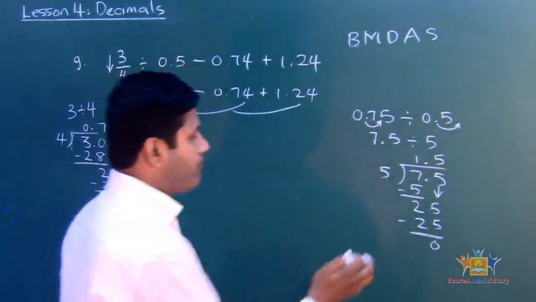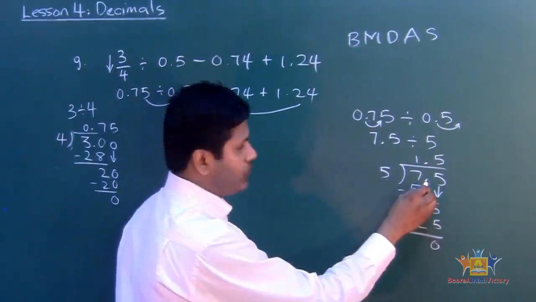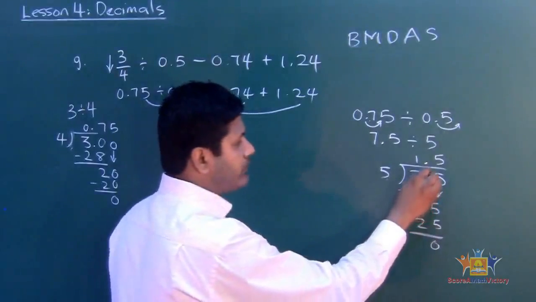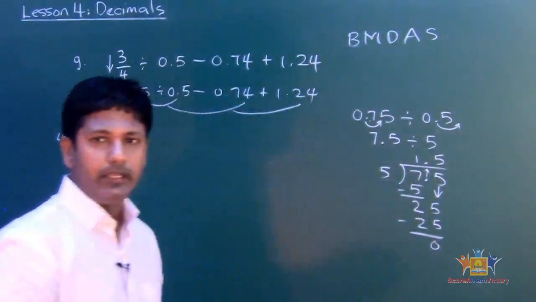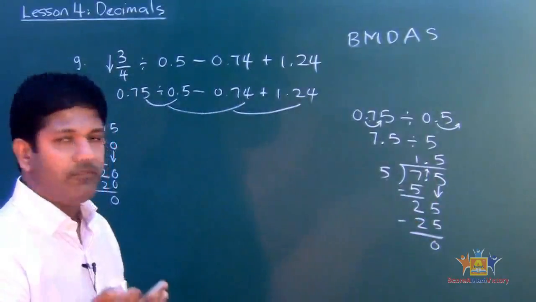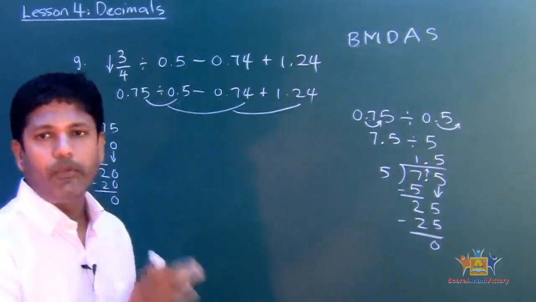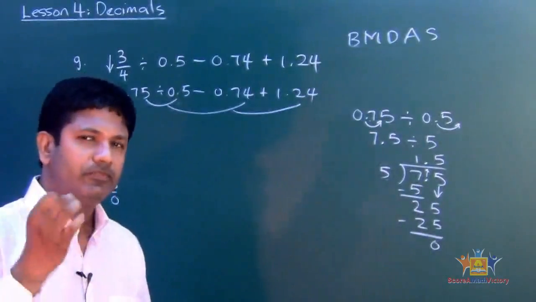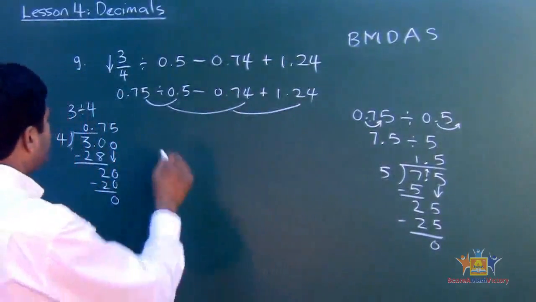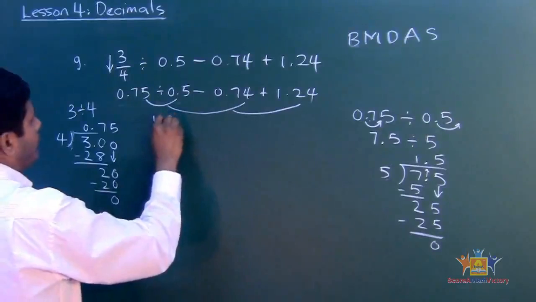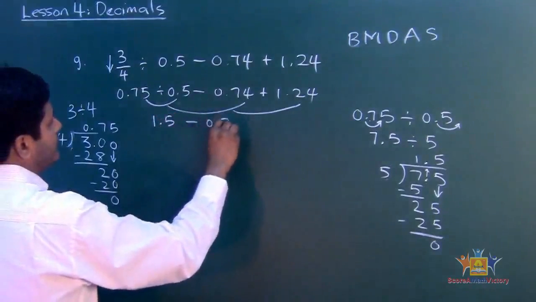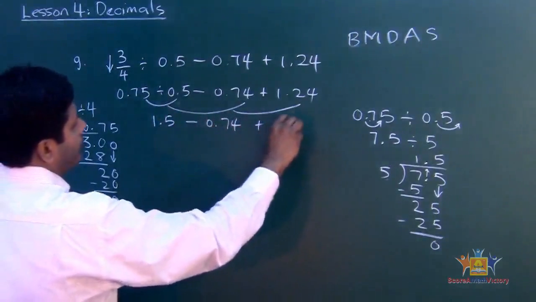Very important. Pay attention to this decimal right there. Don't miss it out. This decimal always has to go straight up. If you forget, it'll become 15 and it's a wrong answer. Now it's 1.5. The decimal is very important, okay? So we know this is going to be 1.5 minus 0.74 plus 1.24.